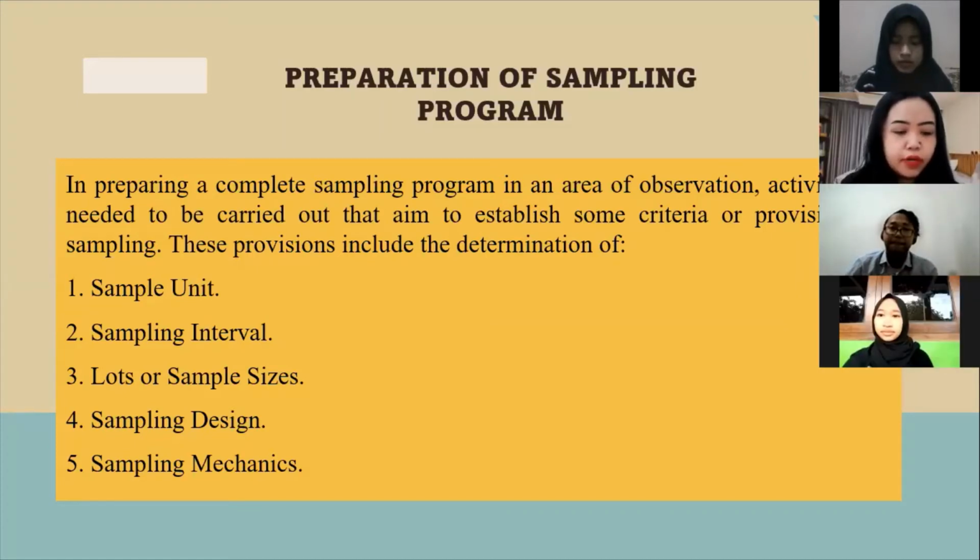Preparation of sampling program. In preparing a complete sampling program in an area of observation, activities are needed that aim to establish some criteria or provision on sampling. This provision include the determination of first, sample unit; second, sampling interval; third, lots or sample size; fourth, sampling design; and fifth, sampling mechanics.